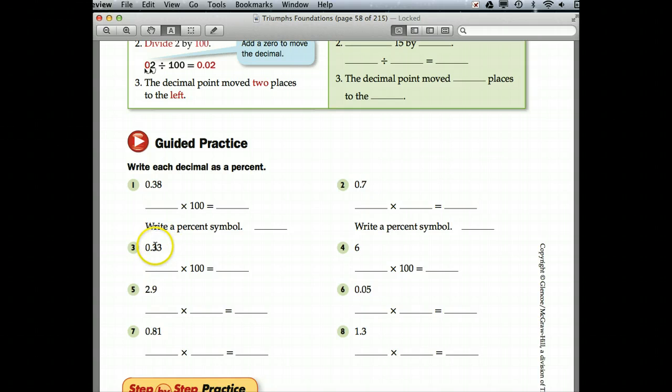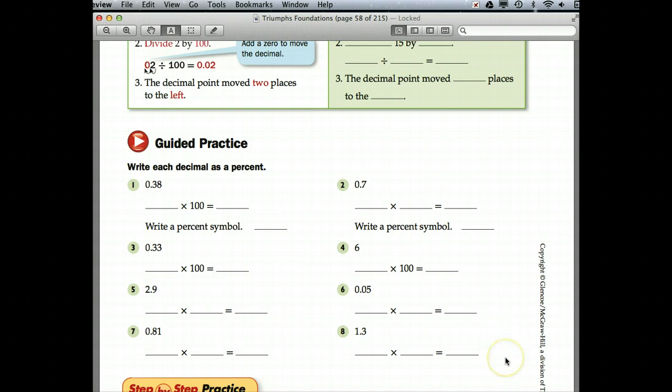So we have 33 hundredths times 100 is 33%. 6 times 100 is 600%. Okay, so we have to put zeros in to hold our place. 2 9/10 times 100 is 290%. 5 hundredths times 100 is 5%. 81 hundredths times 100 is 81%. And 1 3/10 times 100 is 130%.